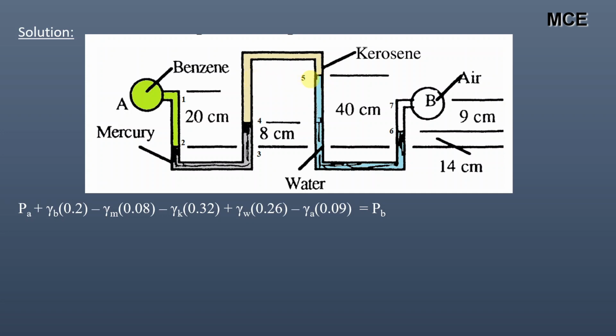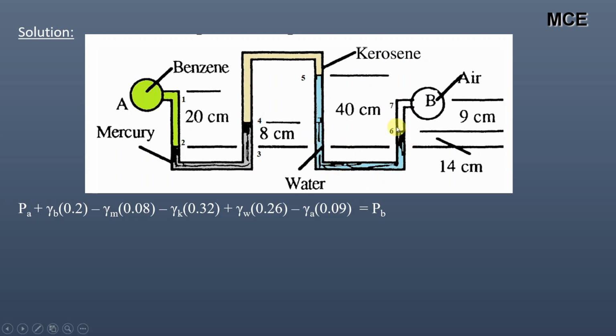After that we will reach point 5. From point 5 to point 6, the liquid is water and we are moving in downward direction, so it will be positive, that is plus gamma W into 40 minus 14 centimeter, which will be equal to 26 centimeter or 0.26 meter. So it will be plus gamma W into 0.26.